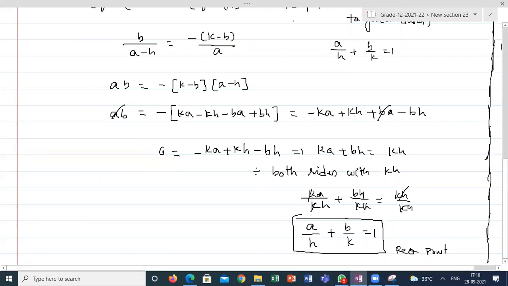Hope you are clear, students. Anyone having any doubts? Please, Arshida, Anjani. Shall we go for the next question? Students, Vaishnavi, Raghav. Yes, sir, understood.